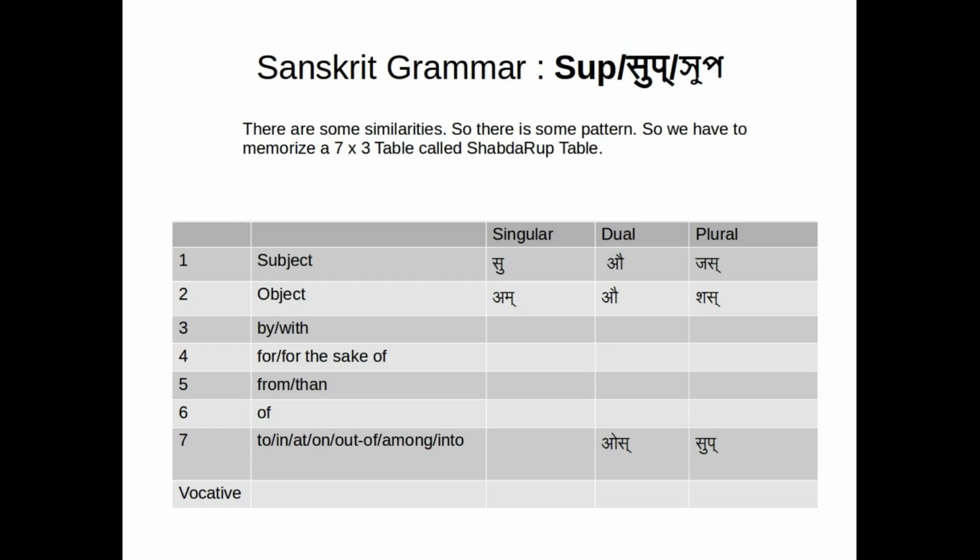There are some issues. So there are a lot of words, lot of pratipadikas. Do all of them have the same type of changes while used in one of these boxes, one of these rows? The answer is no. There are some differences, but also there are some patterns. So, if we can memorize this pattern, the 7 cross 3 table called Shabdarupa table, then we can derive the correct word.